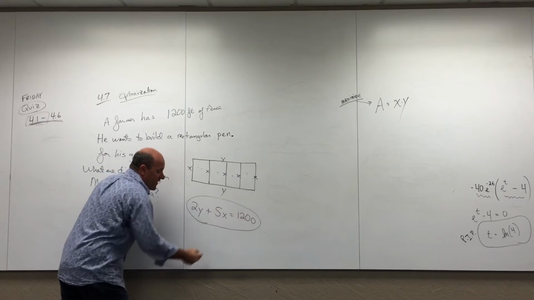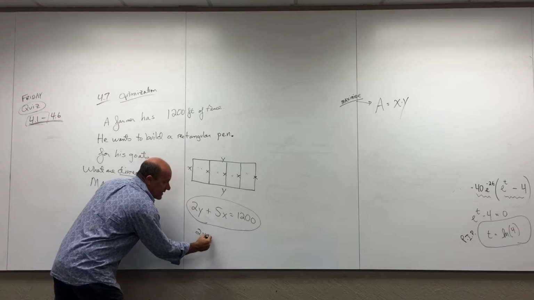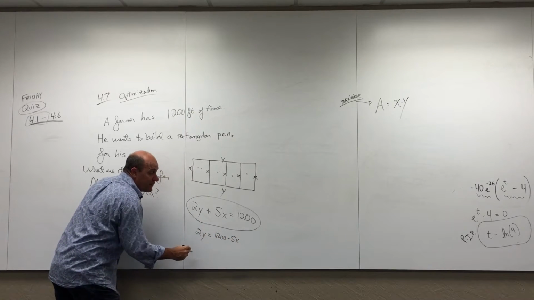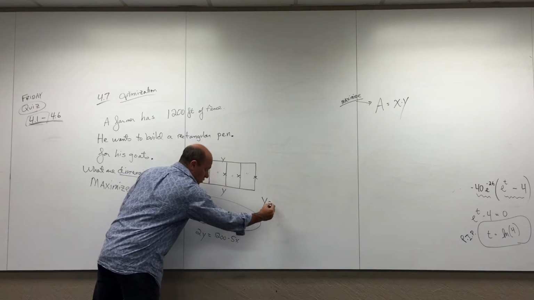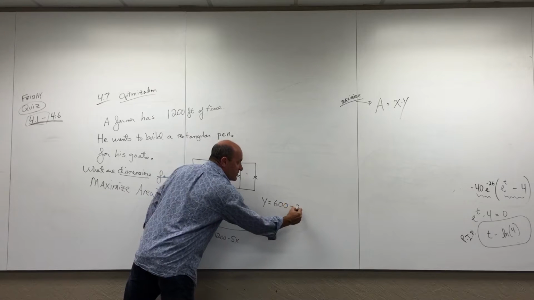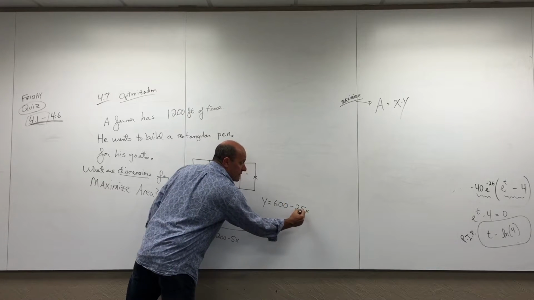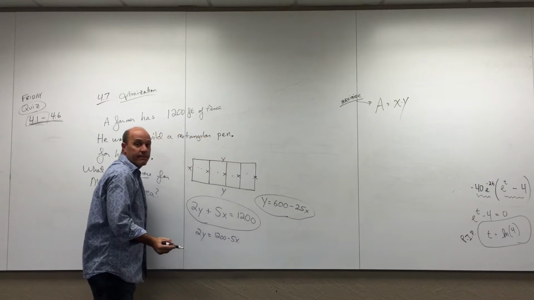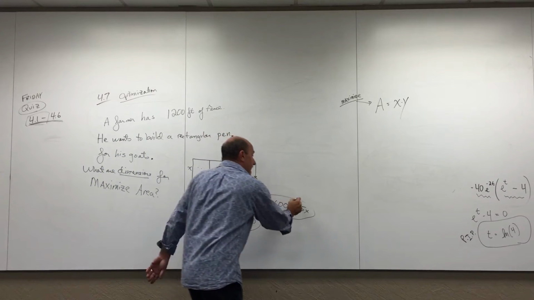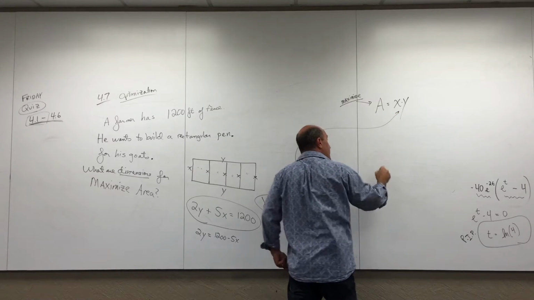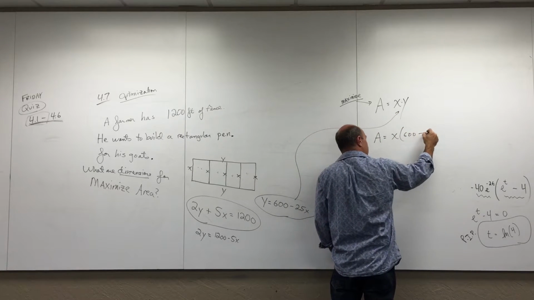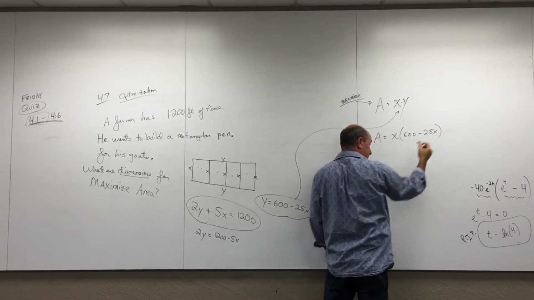I want to move the 5x over. 2y equals 1,200 minus 5x. I want to divide by 2. So y equals 600 minus 2.5x, if you don't mind. You following me? I use this to substitute into here. So my area equation becomes x times (600 minus 2.5x).